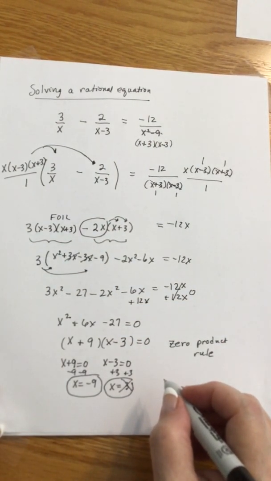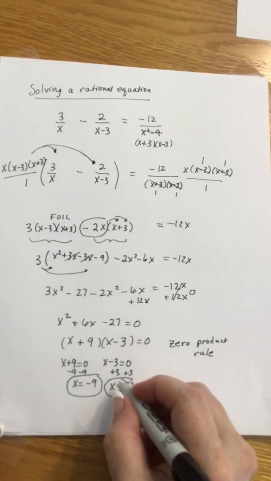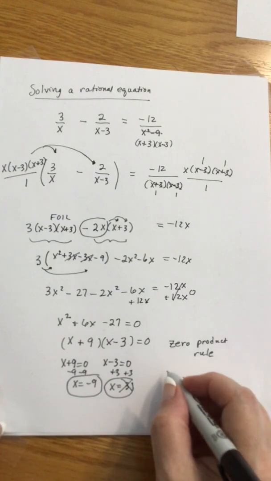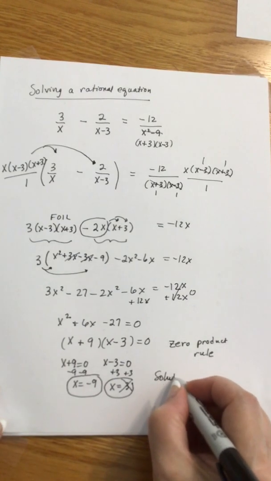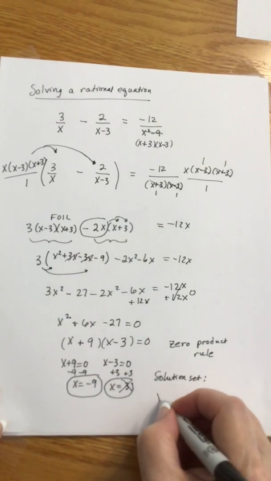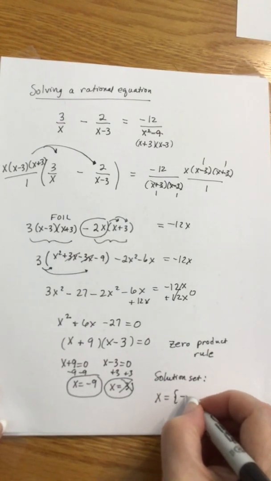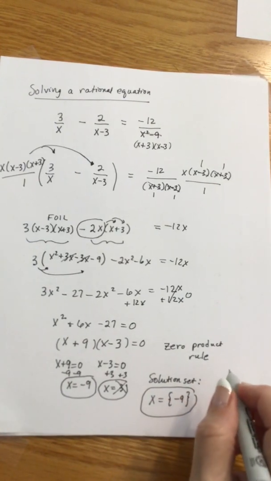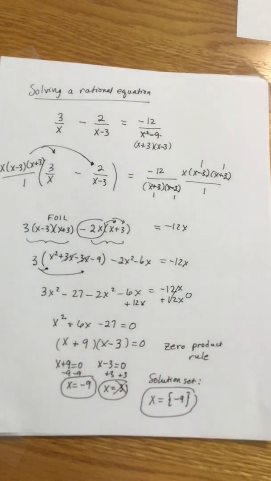So you can't have 0 in the bottom of a fraction. So if I put in the negative 9, it works for that to not have a 0. So our solution set then, checking for restrictions, is x equals negative 9. So be very careful when you have a rational equation to make sure you go back and check and see what you get.